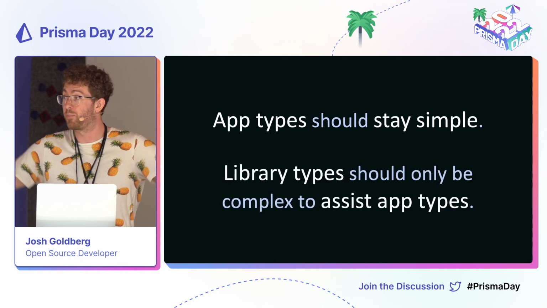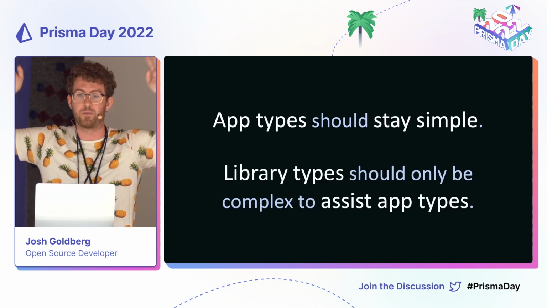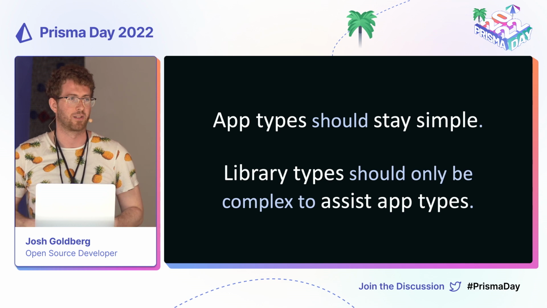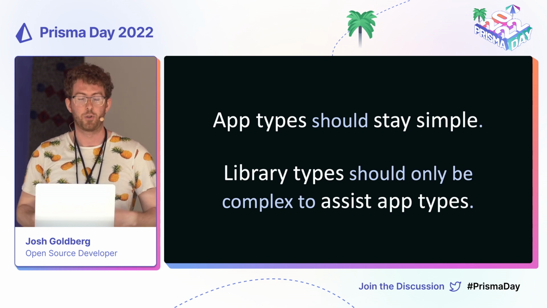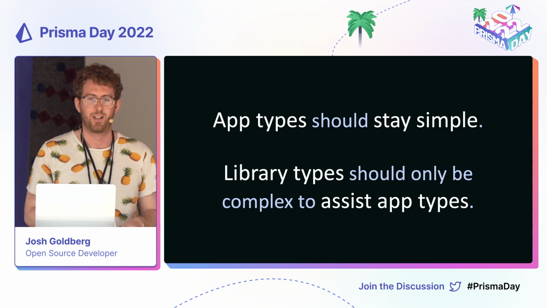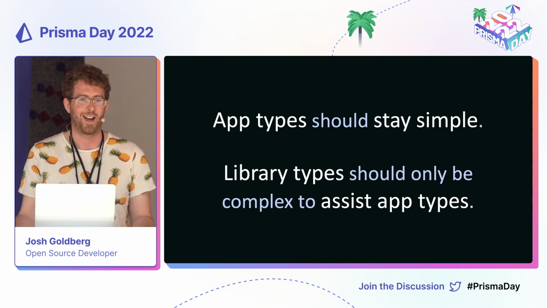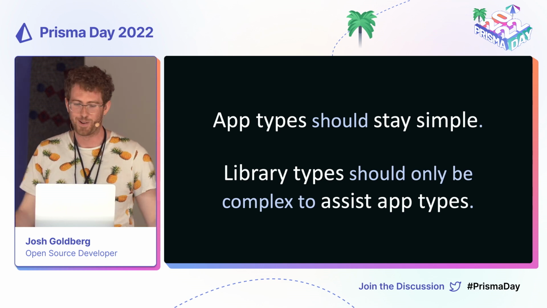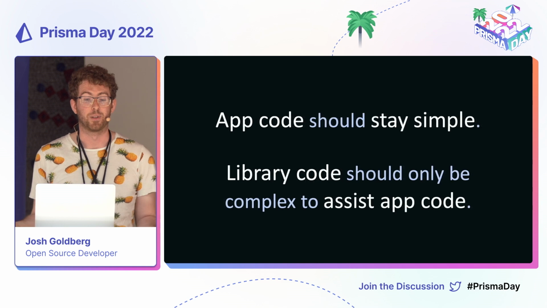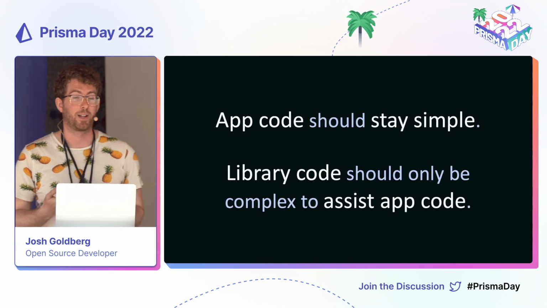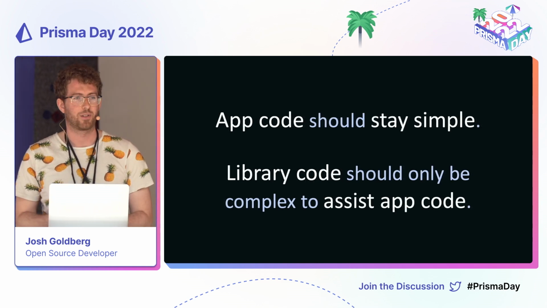The library types, Prisma can have 12 levels of generics nesting in their code because Prisma has to do complex stuff to make it so you, the developer, don't have to do complex things. I actually really appreciate the talks earlier about how you don't need to be the expert in everything. Let them do their magic. App code should stay simple, and library code should be complex only to assist you in your app code.